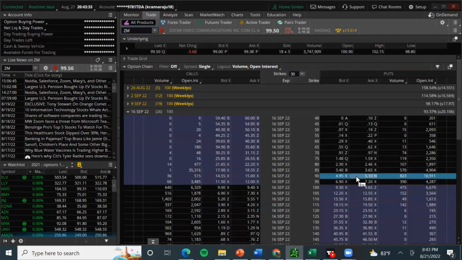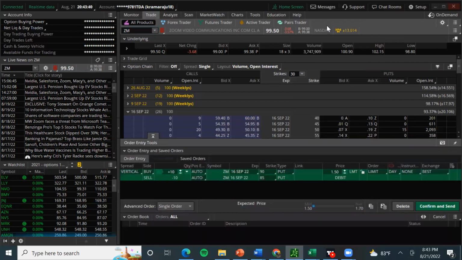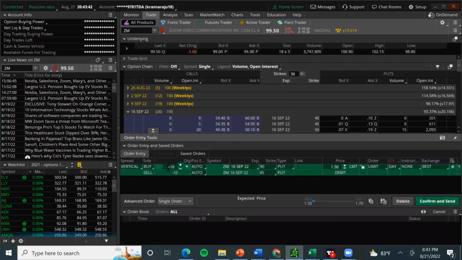What I can do, I can again do the same thing by vertical, and you are buying 2 puts and selling 2 puts. So my investment, you are paying some premium for buying a 90 put, and you are collecting premiums for the 85 put. So your overall investment became $150.